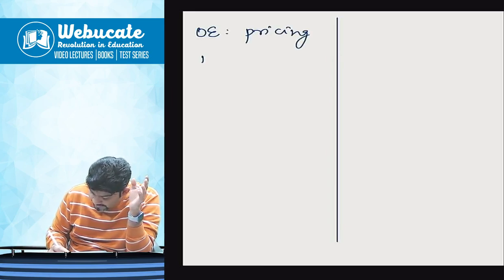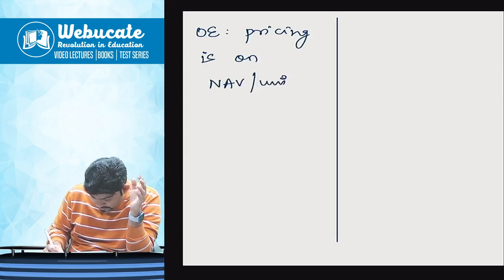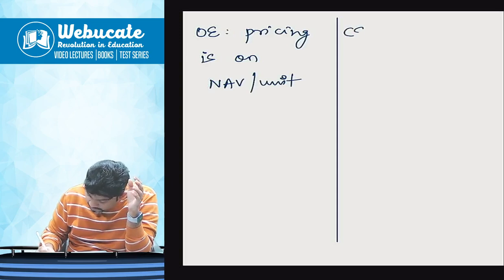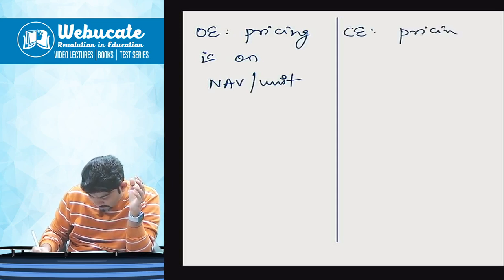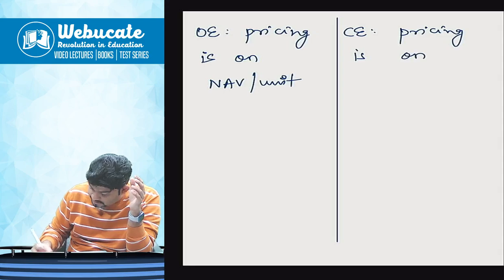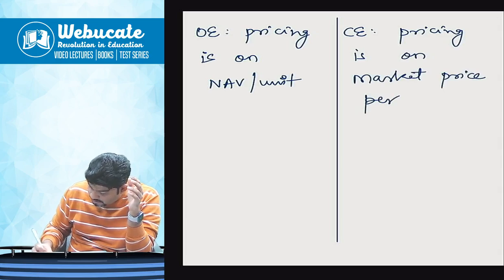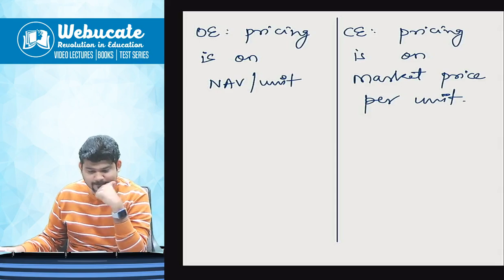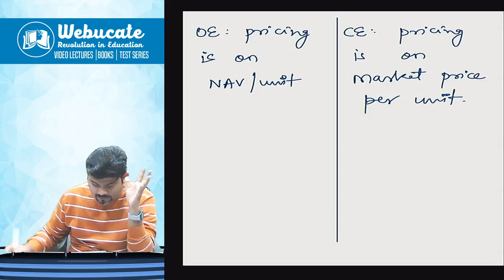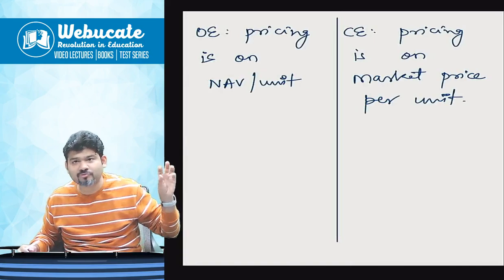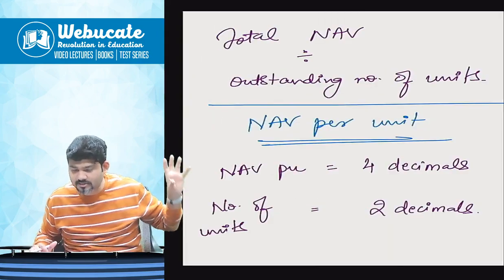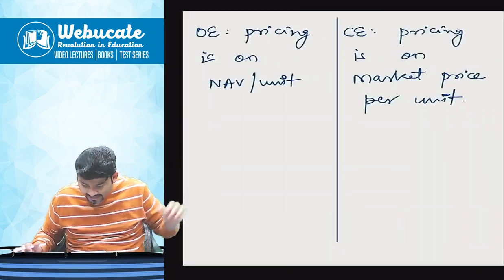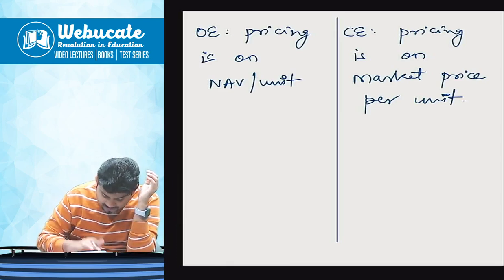So in case of open-ended, pricing is on NAV per unit. But in case of close-ended, pricing is on market price per unit. Okay? Chalo, so these are the main divisions of open-ended and close-ended. We are clear on what NAV per unit is. Can I now start with a new concept today?